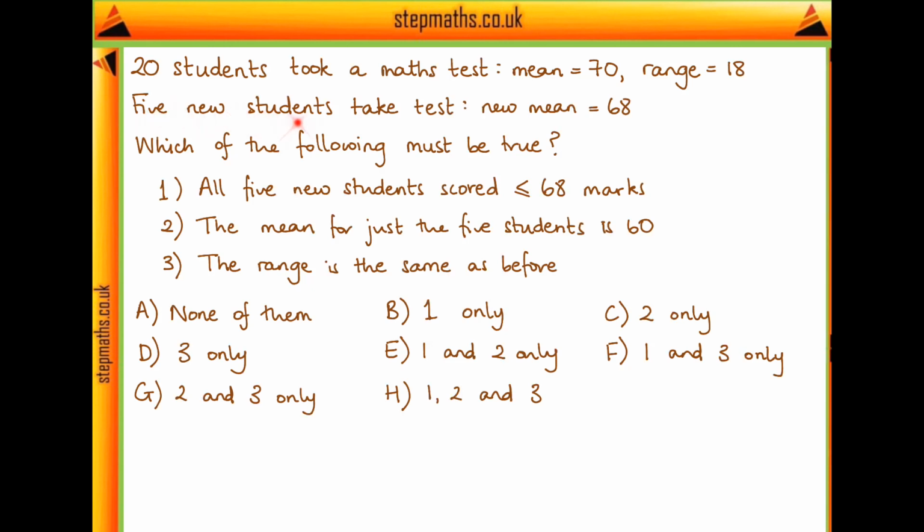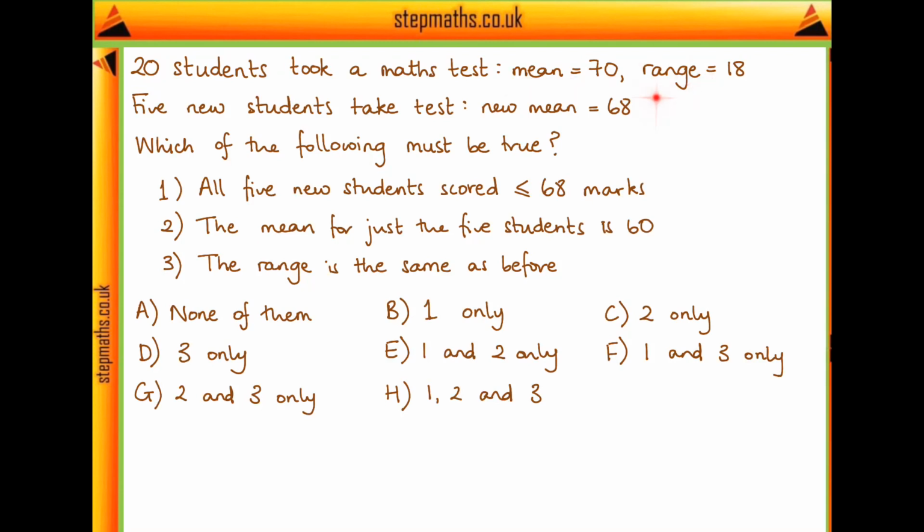Then 5 new students join the class and they take the same test. And the new mean of all 25 students is now 68. And we're asked, given only this information, which of these 3 statements must be true? Okay, so let's look at our statements. So the first one says, all 5 new students scored at most 68 marks in their test.